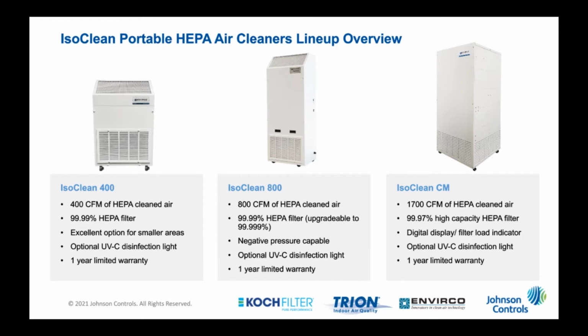It comes equipped with an electronically commutated motor, and that allows us to get a pretty wide range of airflow settings. So this one, in theory, could be used anywhere the 400 and 800 could be used, and in much larger spaces as well. It will go down to about 300 CFM. All 3 models have an optional UV light, and they all feature a limited 1-year warranty.